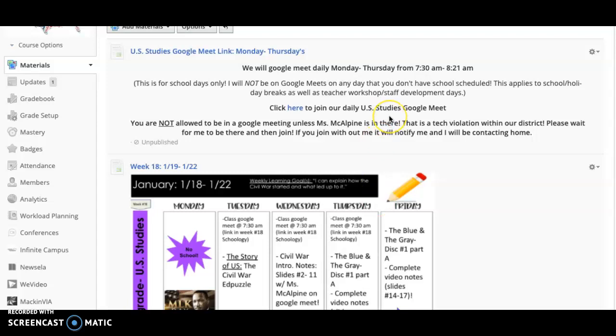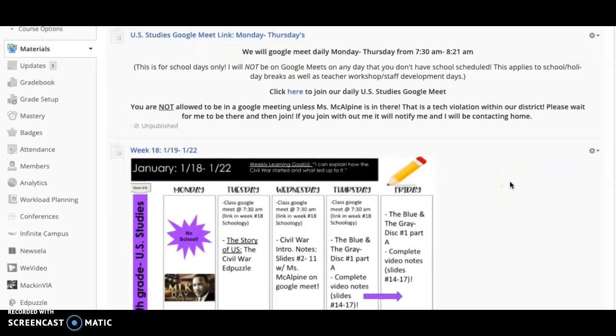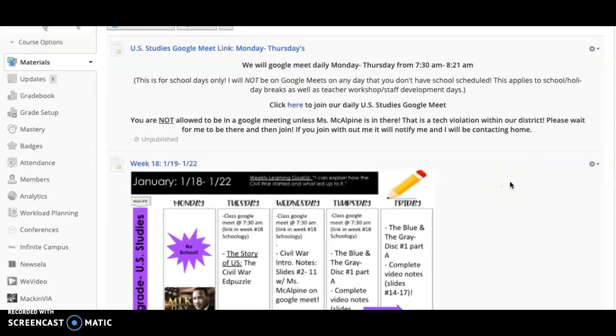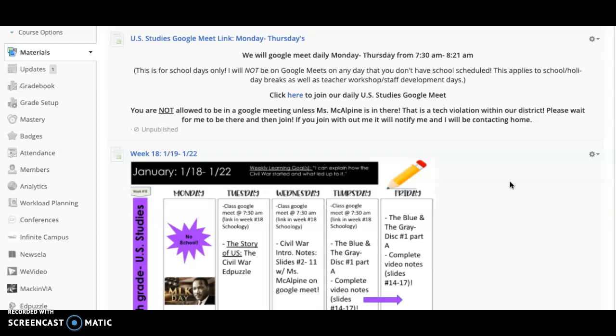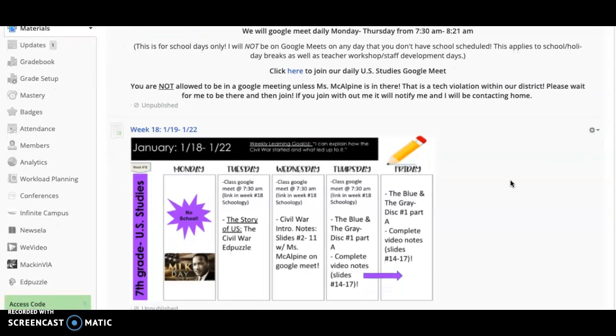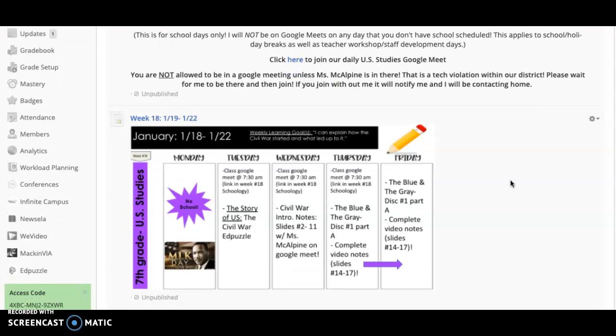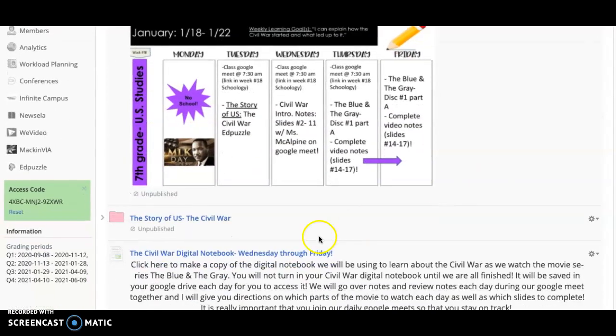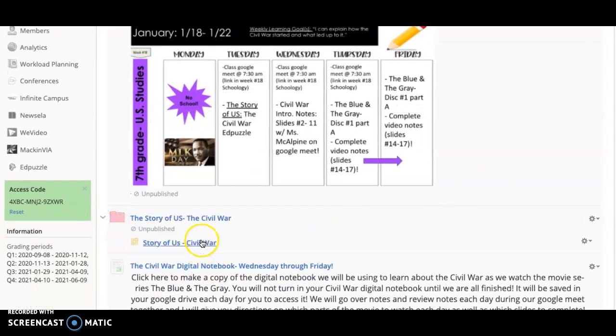We are having an exciting week because we get to start learning about the Civil War and we are going to start our movie, The Blue and the Gray. We're going to have a movie guide or some notes that go along with our movie, so we're not just watching the movie. We're going to split it up over a couple of weeks because it is a very long movie. If we were watching it in class, it would take us a little over 3 weeks to get through, okay? So today, Tuesday, you are doing the Story of Us Edpuzzle on the Civil War.